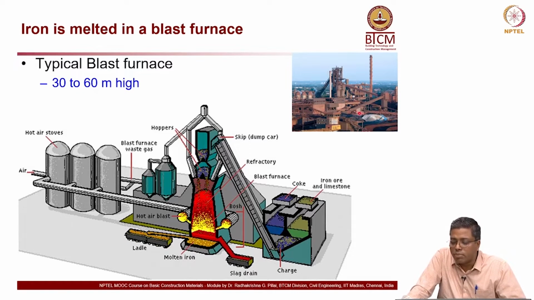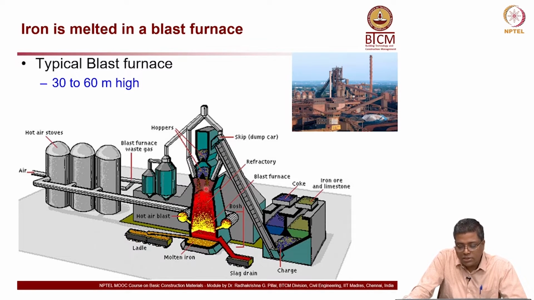You can see the raw materials are piled here, and then there is a conveyor belt which takes the raw material to the top, and another conveyor belt which also comes to the top. At the top it's dumped into the hopper, and then stacked inside this furnace. Like I said, this is about 30 to 60 meters high, and you have a lot of material volume you can occupy here.